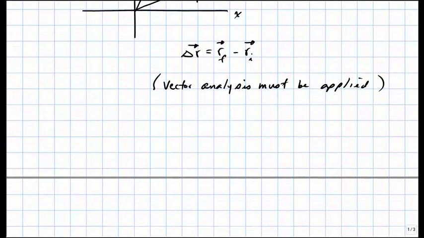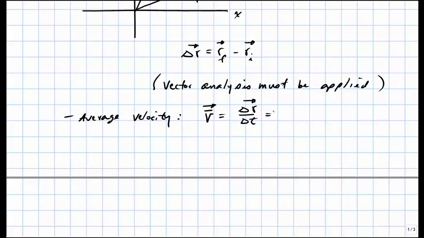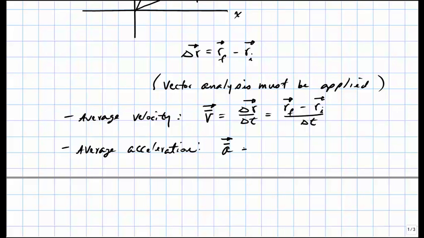Let's now define average velocity in two-dimensional space. It turns out that average velocity, which is noted by a v, this line on top indicates average, and in two-dimensional space, average velocity is a vector quantity. It just equals delta r divided by delta t, which can be expanded further as r final minus r initial divided by delta t. And now we'll define average acceleration as well. Average acceleration noted as follows equals just delta v over delta t, and again we can expand that as v final minus v initial divided by delta t.